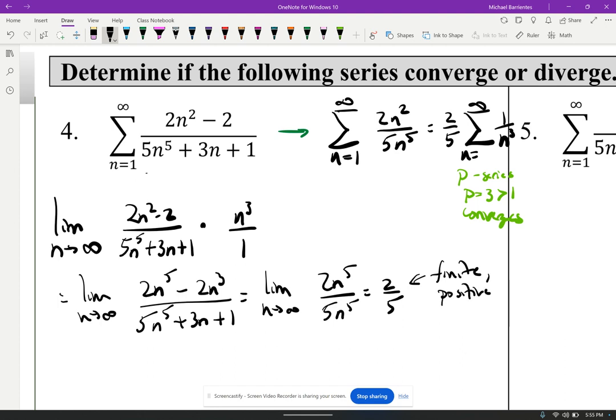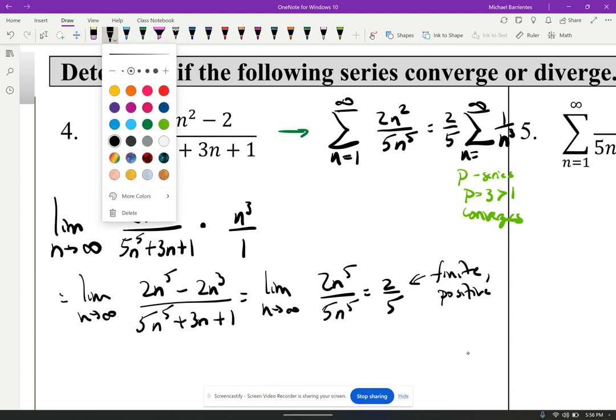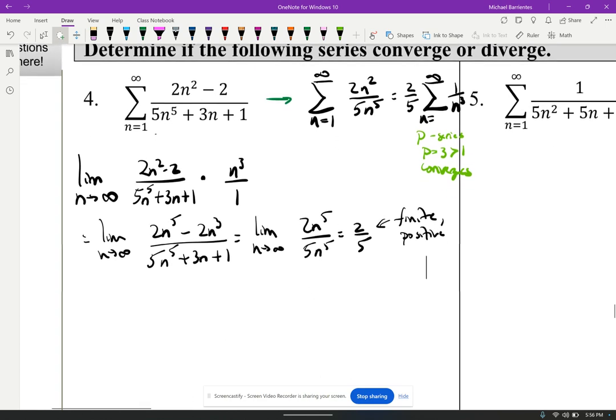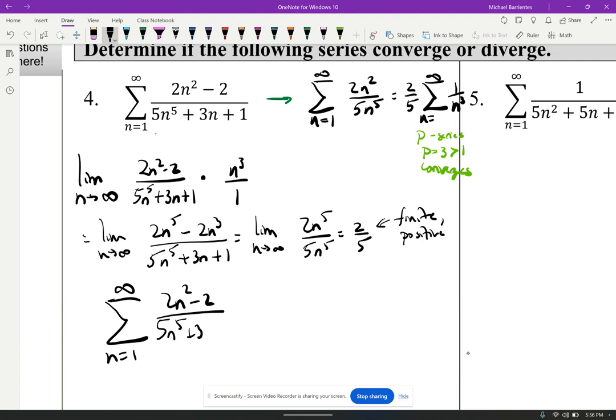And if it is, that means the original series will behave however the new series behaved. And the new series converged, so therefore, my new series, 2n squared minus 2 divided by 5n to the fifth plus 3n plus 1, converges by limit comparison test.